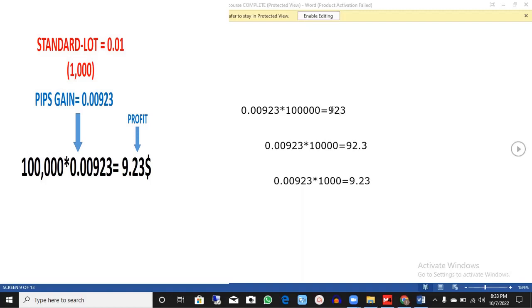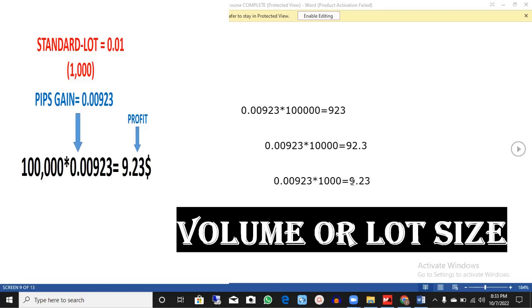Why this first guy made a whopping $923, the second guy made $92, and the last made $9. The difference is very clear, guys. The reason was their lot size, their volume. Volume will either make you or mar you.